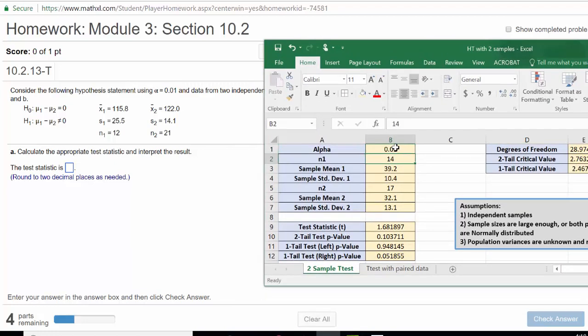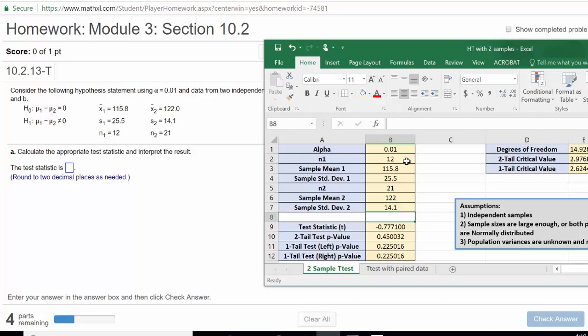And now I carefully plug in my values. N1 would be 12. X bar 1, so that's 115.8. And sample standard deviation from the first sample is 25.5. Okay, we'll keep going. 21 here, 122, 14.1. Okay, and you see that the numbers are changing. So are these numbers different? 115.8 and 122, yes, they are different. Are they different enough? That is the question, okay?